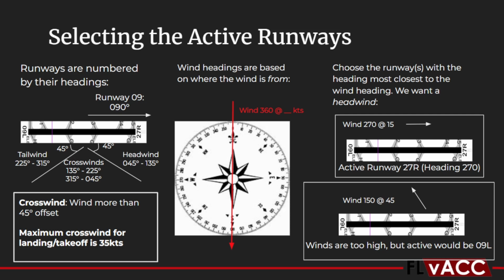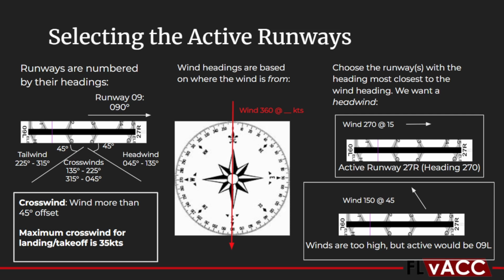There are three relative types of winds based on the direction of flight of an aircraft. Going back to an aircraft taking off runway 9 on a heading of 090, any wind that is plus or minus 45 degrees from the aircraft's heading is considered a headwind since it's blowing towards the aircraft. In this case, winds from heading 045 to 135. When choosing an active runway, we generally want a headwind, and the SOPs follow this general rule.